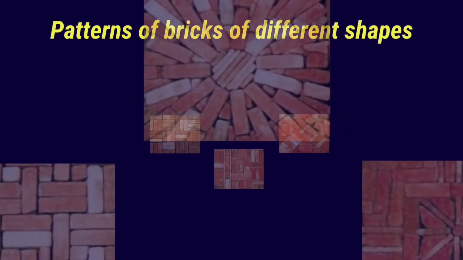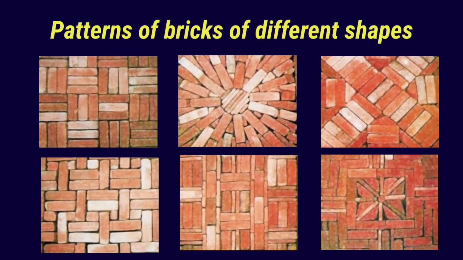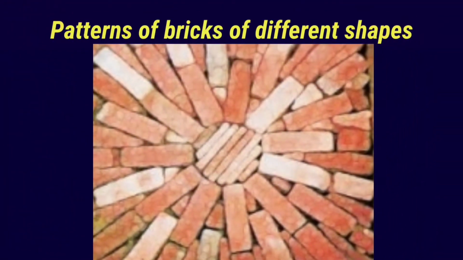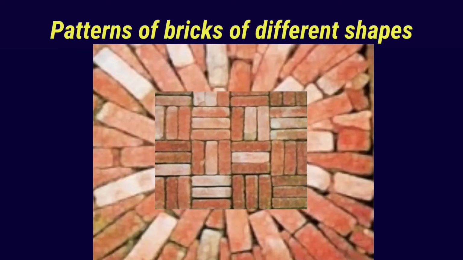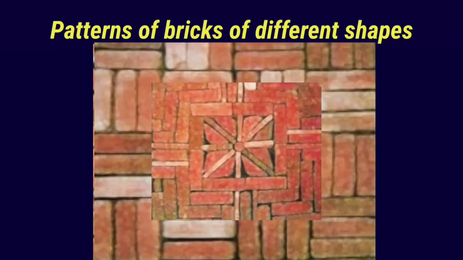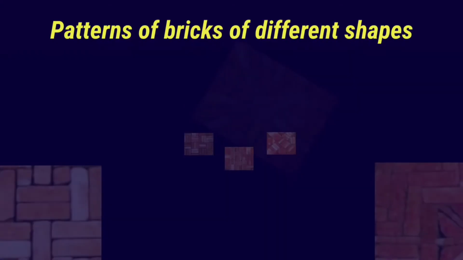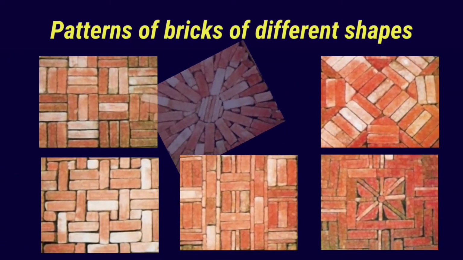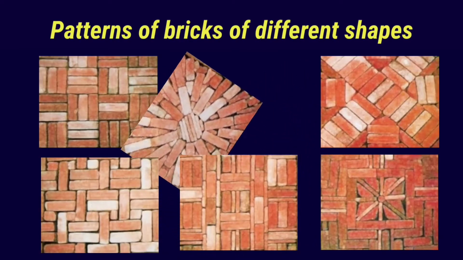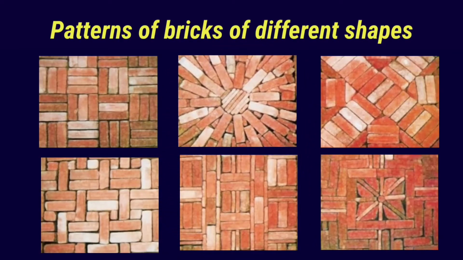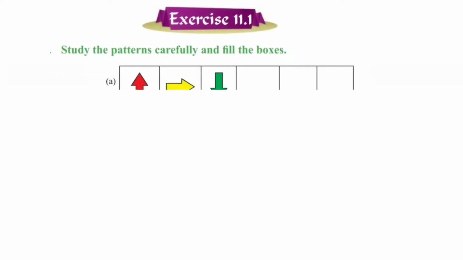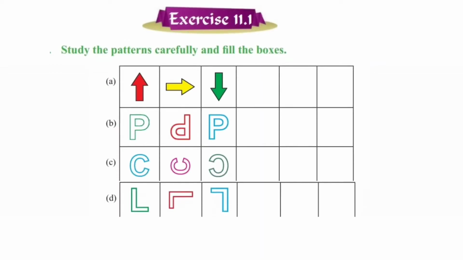The mason has made different patterns of different shapes using the bricks. Some of these patterns resemble a circle and some are made by rotating in half, 1/4 or 3/4. So students, we can make different patterns of numbers, of figures and of things by using rules of rotation. We have learnt making patterns. Now let us solve first question of exercise 11.1.